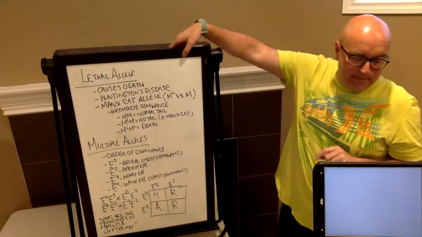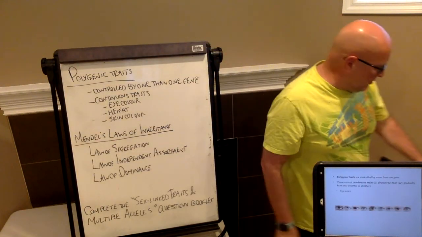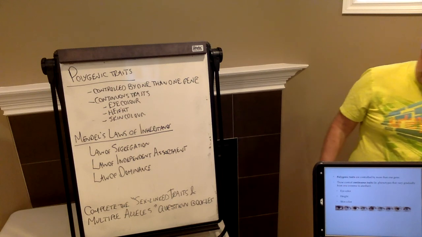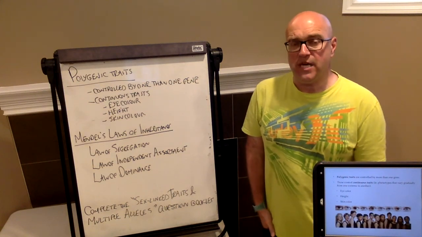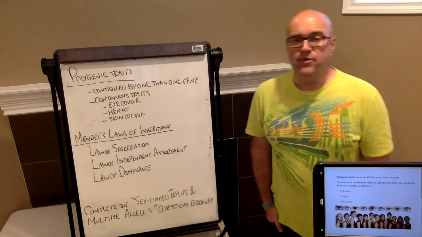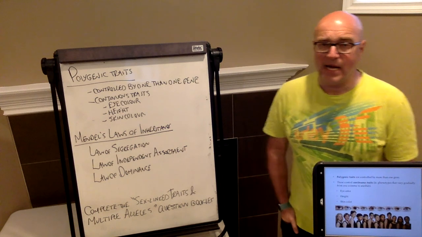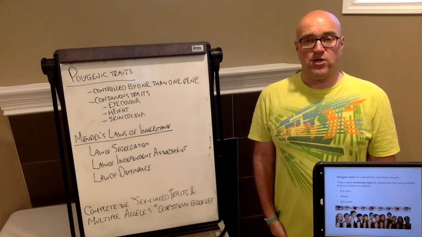All right, let's finish it up. Last thing for today, polygenic traits is pretty straightforward. Polygenic trait just means that you got a trait that's controlled by more than one gene, potentially on more than one chromosome. These would be what we call continuous traits. We talked about these. This is going back to grade 9. There were continuous versus discrete traits.